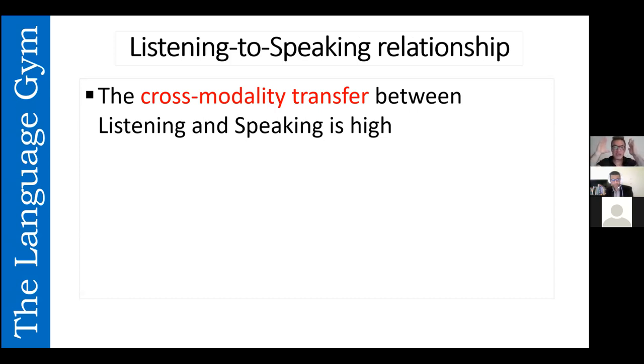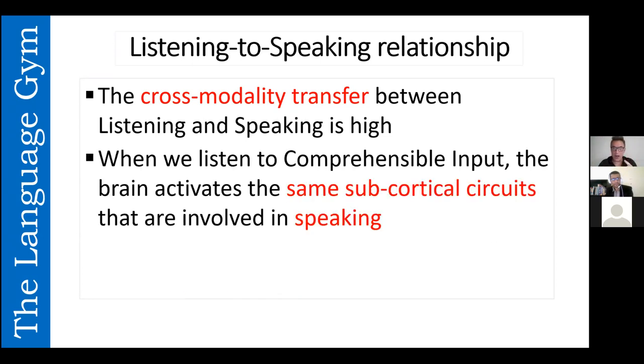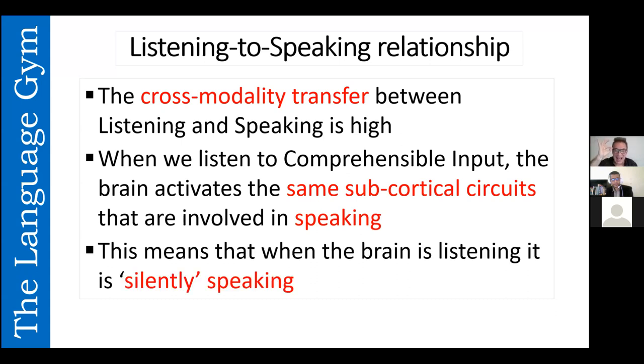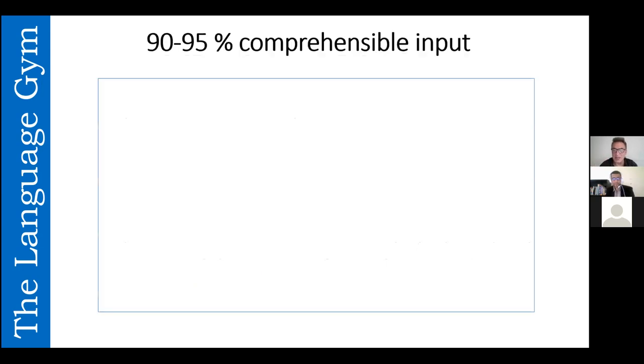Why? For one reason, it's a recent acquisition of research. We found that when you listen to comprehensible input, as Dr. Krashen always says, the brain is basically silently speaking. The brain is activating the same circuits that it uses when it produces language, apart, of course, from the motor cortex, which we use to activate the muscles, the organs in the mouth. If you understand that, then you understand that if you do a lot of listening to comprehensible input, you are teaching them decoding skills. You are teaching them pronunciation. And the most important thing, if you get them to listen to comprehensible input a lot, they will become better speakers, not just better listeners.